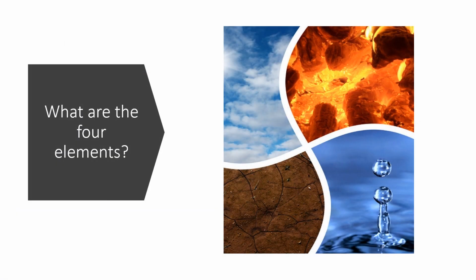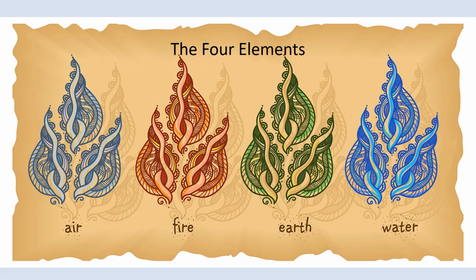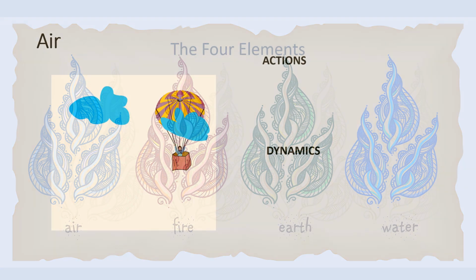So the 4 elements. Again, pause this video. What are the 4 different elements? Use this image to help you. Using your red pen, please make sure you've got these correct answers. Little ticks if you did. Air, fire, earth and water. So these are the 4 elements.